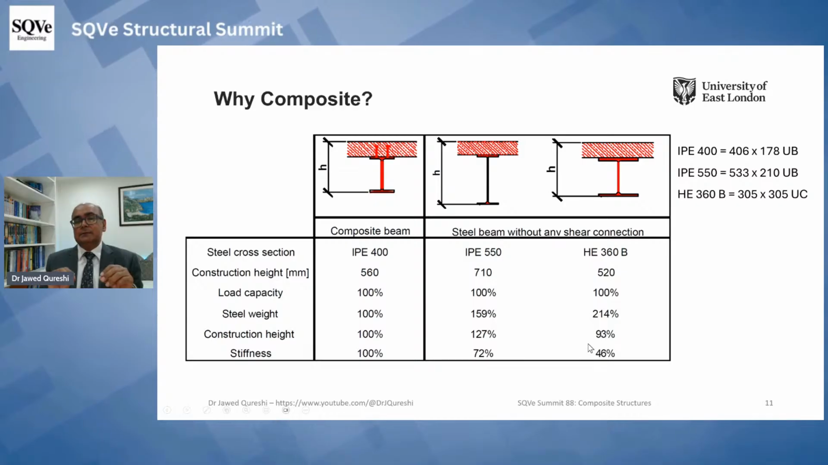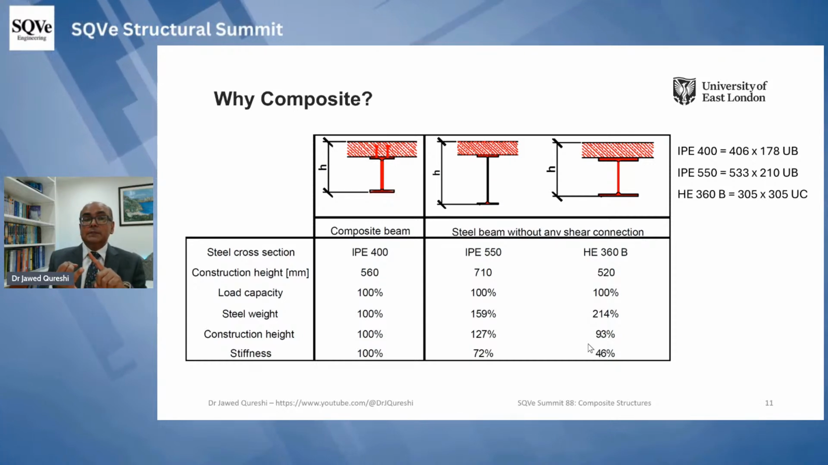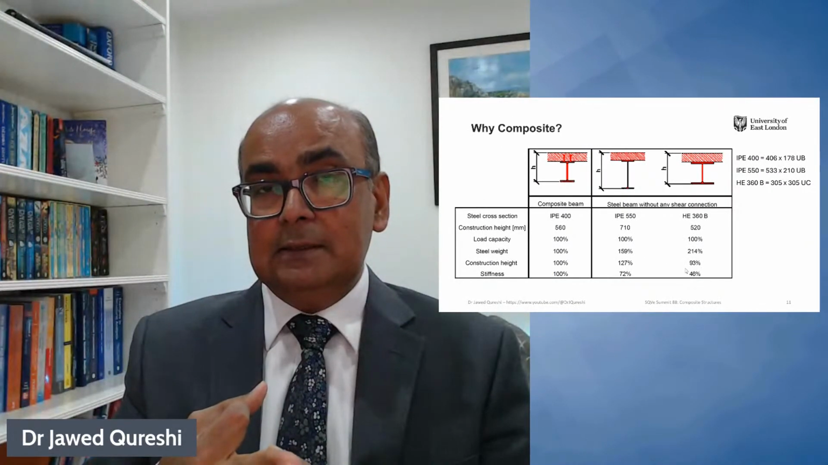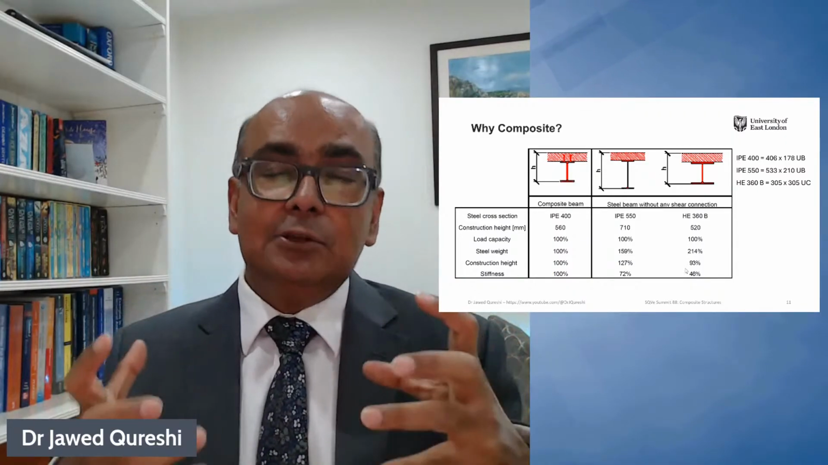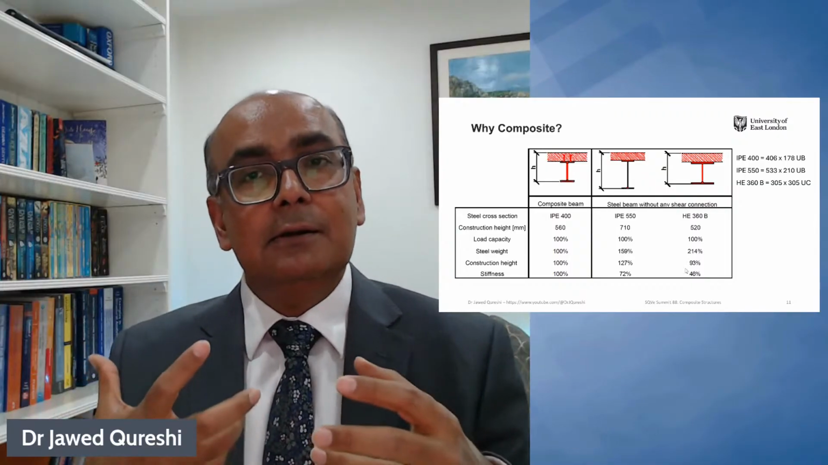Can I say that by using steel concrete composite structures, we are able to save materials because steel weight is less? We are able to have less construction height, and we are able to have a stiffer section, which leads me to this idea that steel concrete composite structures are strong and they are stiff.